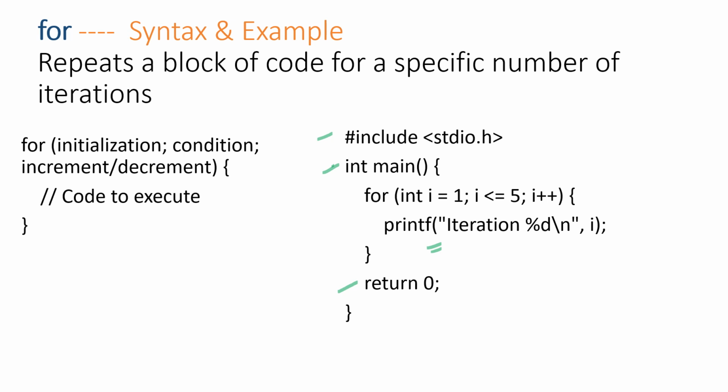And here you can see the declaration of the data type for i is done within this for loop itself. We can also do the declaration outside as int i. In both ways it is acceptable.